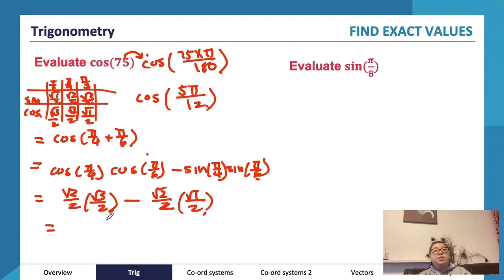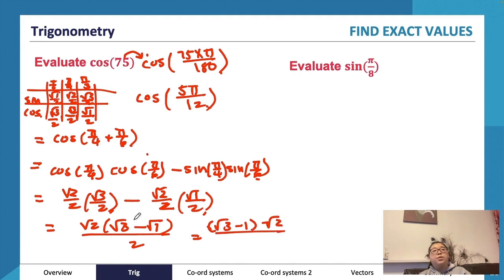So we're going to get root 2 bracket root 3 minus root 1 over 2, i.e. it's just going to be root 3 minus 1 times root 2 over 4, sorry, not over 2, over 4. And that's our final answer. So you can see it doesn't look that gross, but it is definitely more gross than the actual angles we work on.